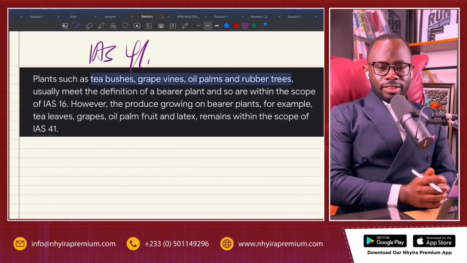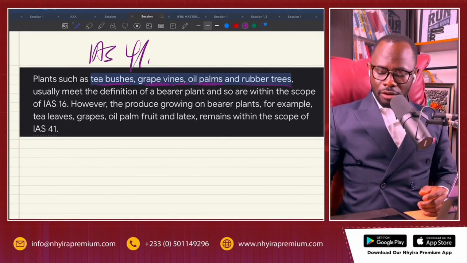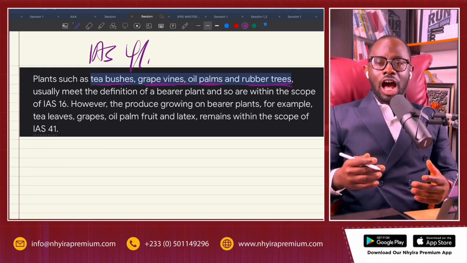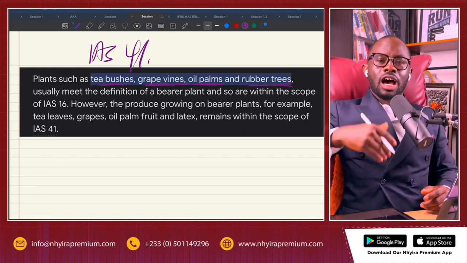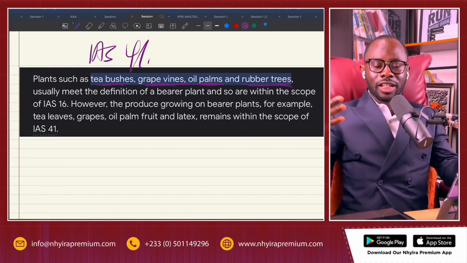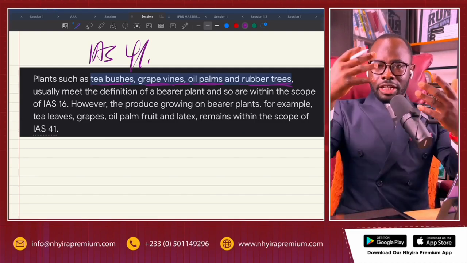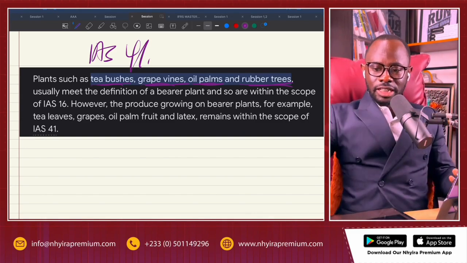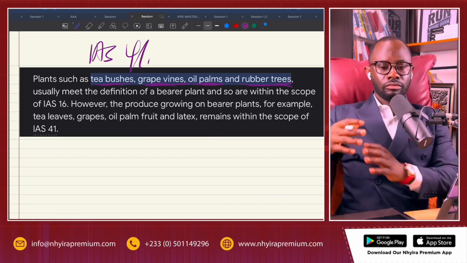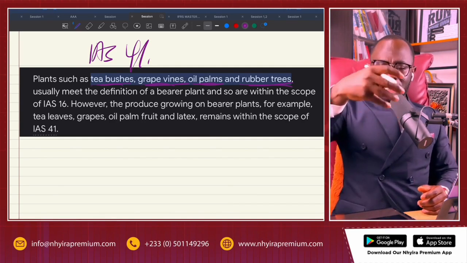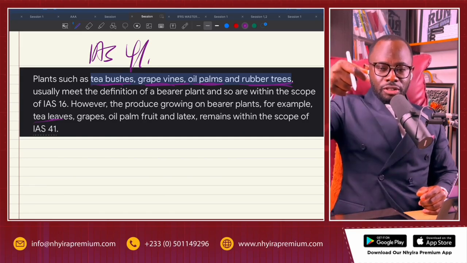So plants such as tea bushes, grapevines, oil palms, rubber trees, all these are called bearer plants. And these plants, we account for them in accordance with IAS 16, property, plant, and equipment. So the oil palm, the rubber trees, the grapevines, these ones are going to be accounted for in accordance with IAS 16.